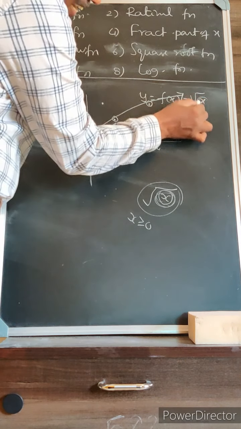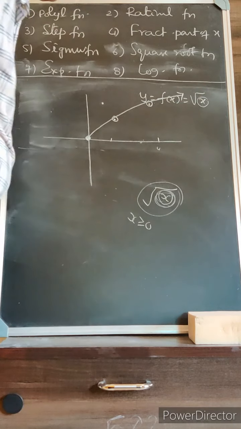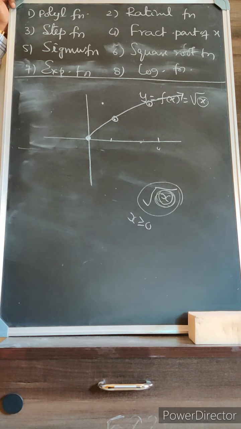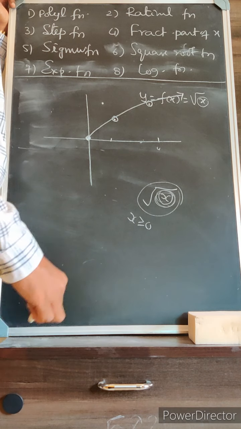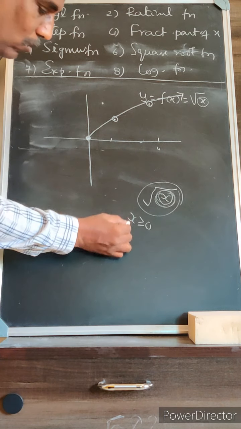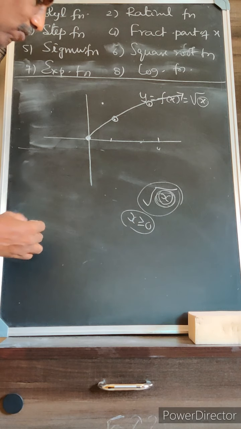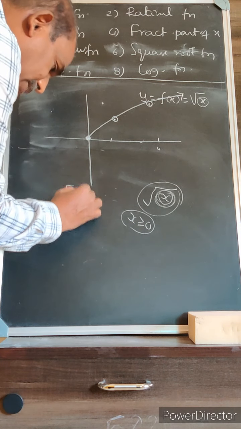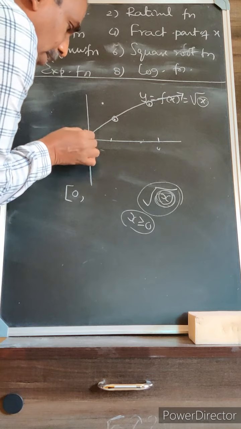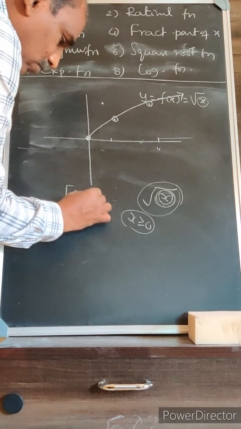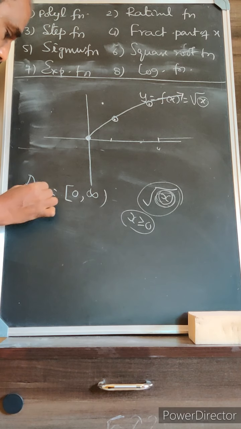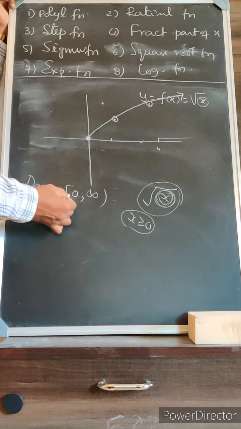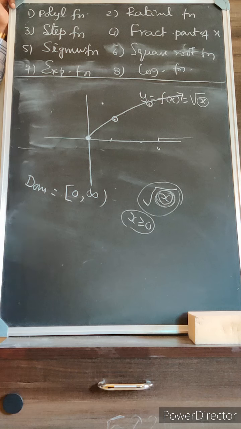When x is a negative number, root of a negative number is not a real number. So the domain of the function does not contain negative numbers. So x must always be greater than or equal to 0. X can be 0 or any number greater than 0, so it can be up to infinity also. So the domain of the function is closed 0 to open infinity.